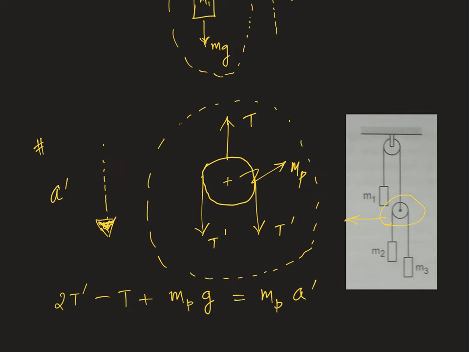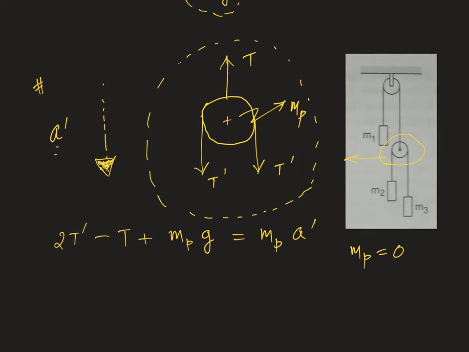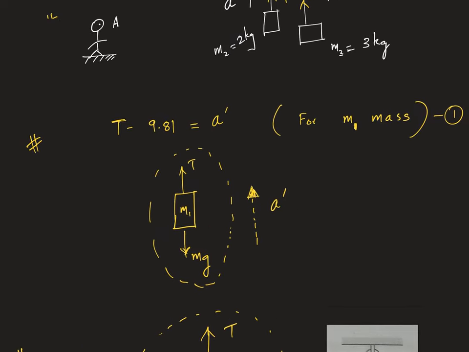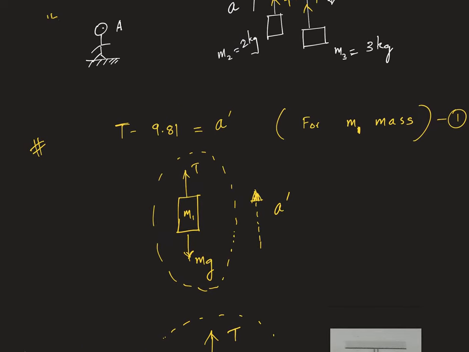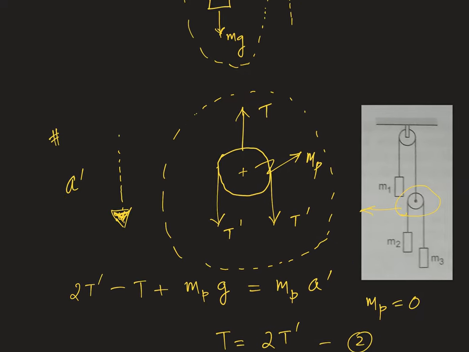But here, mass of the pulley is not given, so we have to assume that MP equals zero. This is where, if it was mentioned in the problem, that makes the problem look a lot more elegant. Otherwise we need to keep making these assumptions. Leave it. So that gets us another equation, T equals 2T prime, which will be our equation number 2. Equation number 1 is here, this one, and now we have our second equation as well.